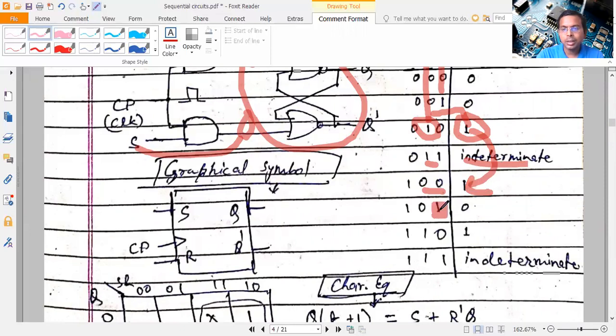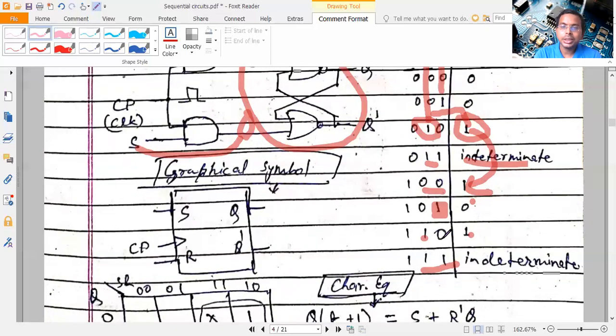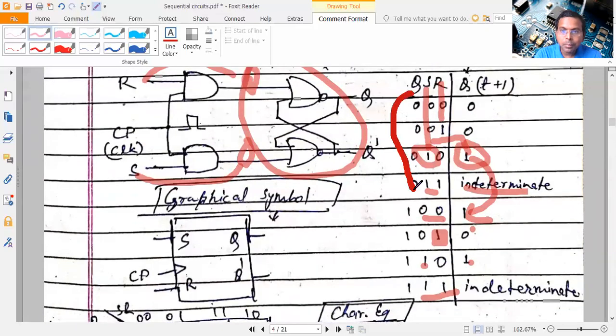If R is 1, it is going to reset the output. If S is 1, it is going to set the output. If both are 1, it is the indeterminate case, because both 1 changes the Q and Q dash to 0, 0, which is not acceptable. So it's very easy to understand: irrespective of the present state, 0 or 1, if both the inputs S and R are 0, the output is not going to change.